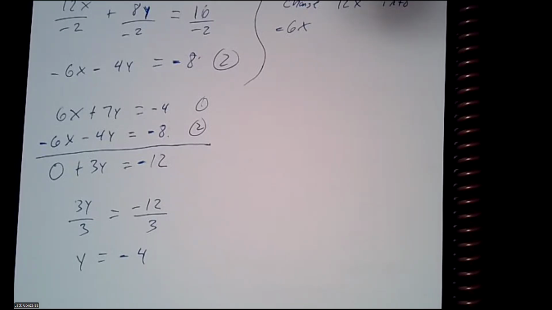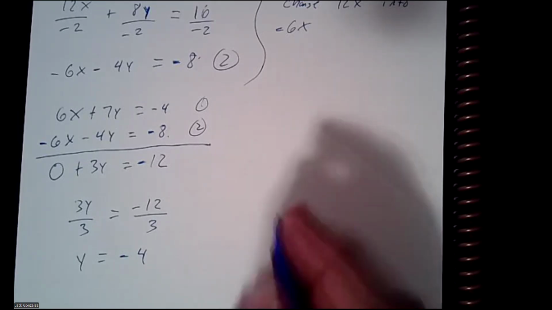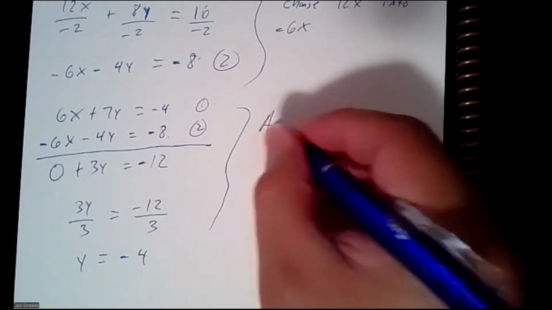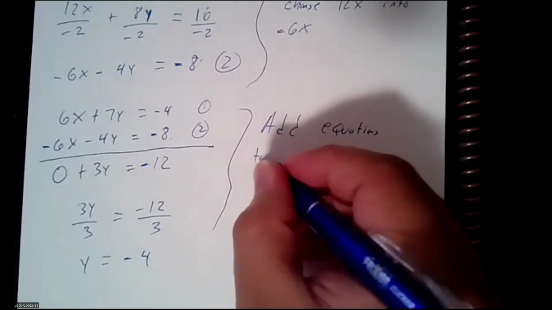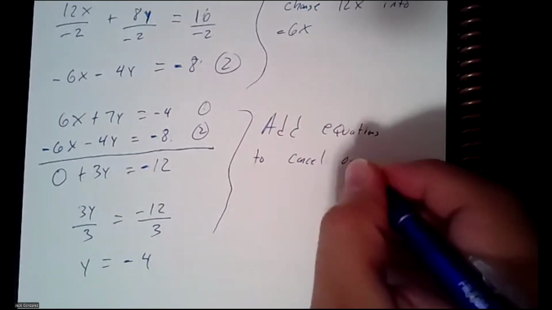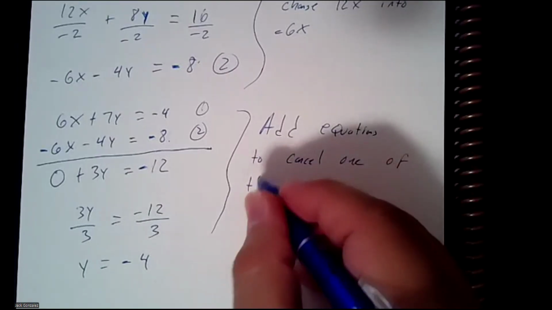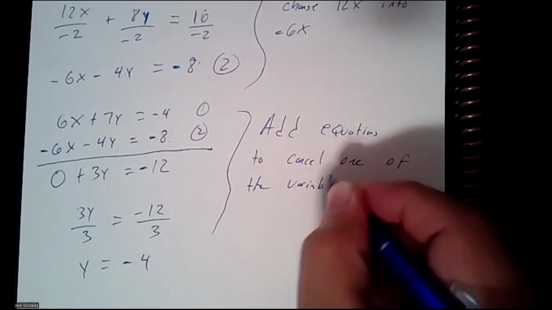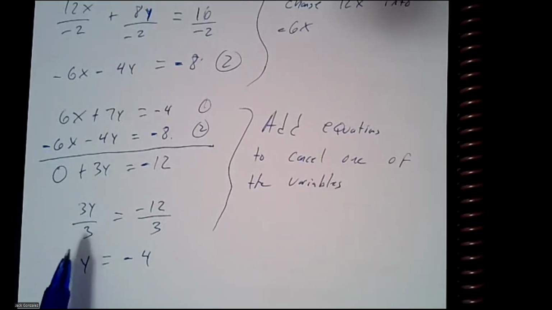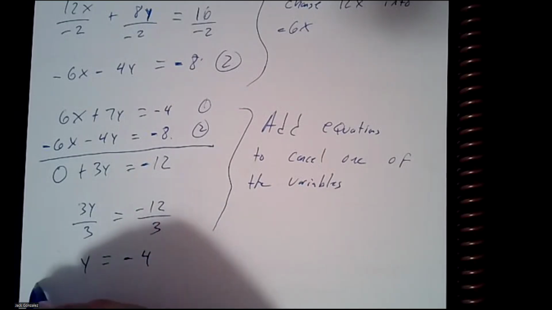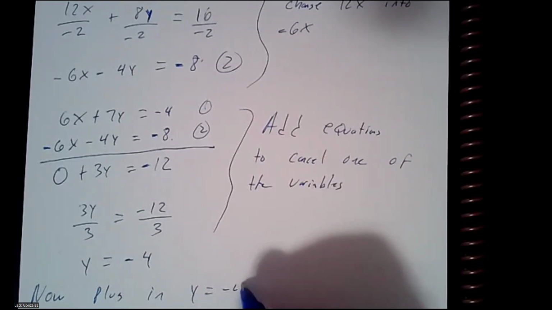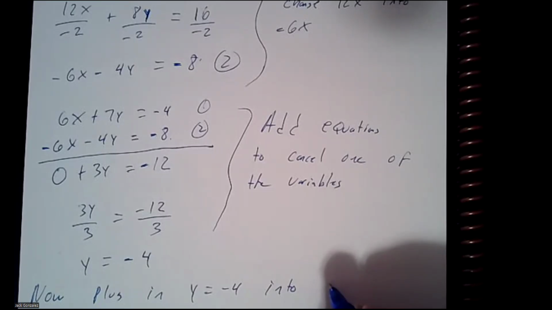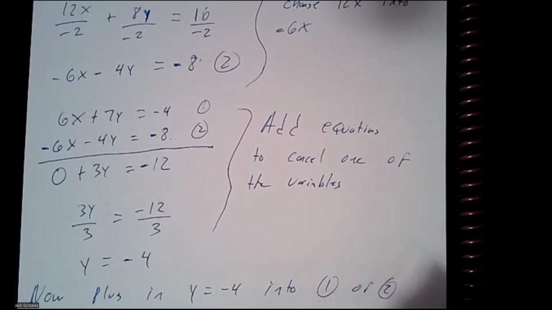So we have one variable. So we add equations together to cancel one of the variables. Then you solve for the other one here. Once you have one of them, just plug this into either equation. So now plug in y equals negative 4 into equation 1 or equation 2.